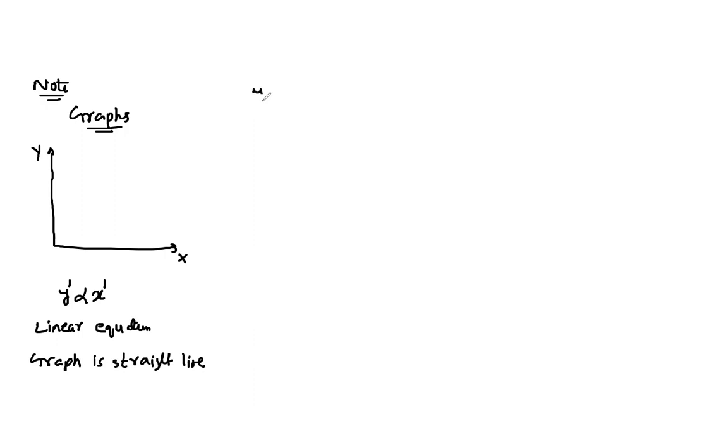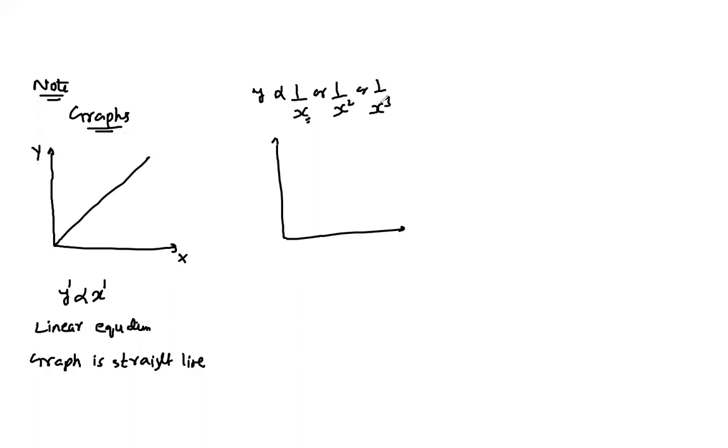But if your equation is in this form, y is inversely proportional to x, that means if I'm increasing x, then y will decrease. So this is a straight line graph for a linear equation. But for these types of equations, if it's 1 by x, or 1 by x square, or 1 by x cube, or any power of x, if you are increasing x, then your y will decrease. The graph cannot be a straight line. Your graph will have this form. We call this a hyperbolic graph. Hyperbola. This will be the shape of the graph.